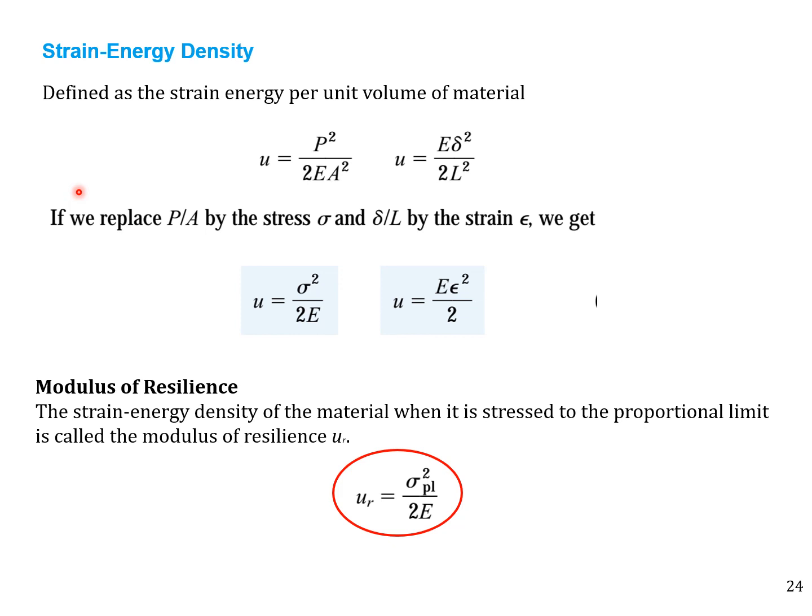There is another term which is known as strain energy density. It's defined as the strain energy per unit volume. So we denote it with small u, and it's equal to strain energy per unit volume. So its equation becomes this in terms of load and this in terms of displacement. So we took the value of U from the last slide, and we divided it by the volume, which will be equal to area multiplied by length L.